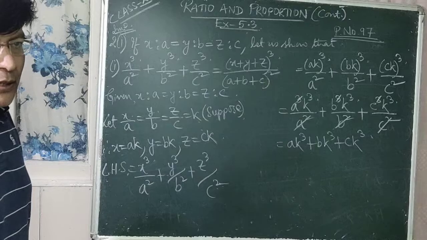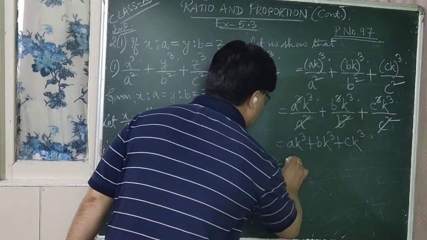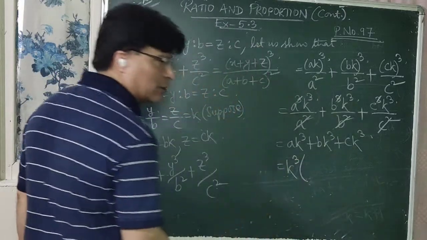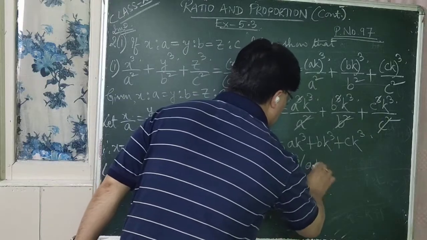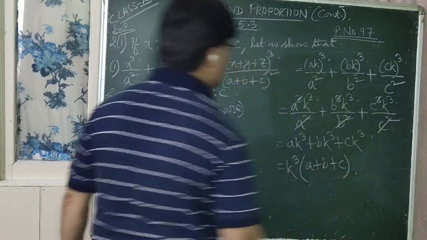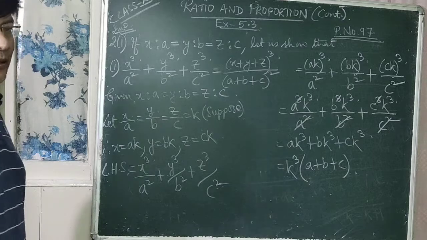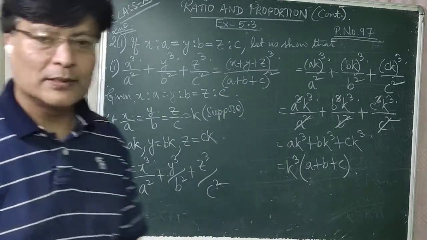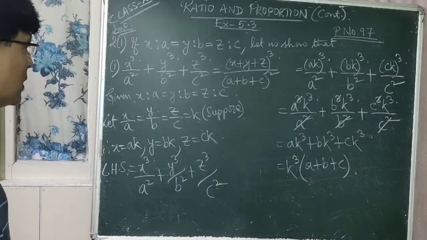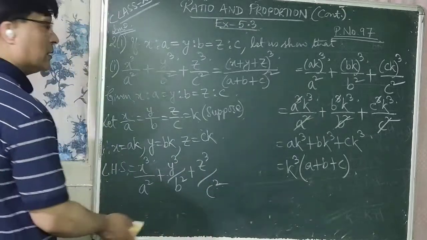Is that clear? So what is common here? K cube. So K cube is taken common. So within the bracket, what do we get? It is A plus B plus C. So that is your left hand side. Is that clear now? So this is your left hand side.